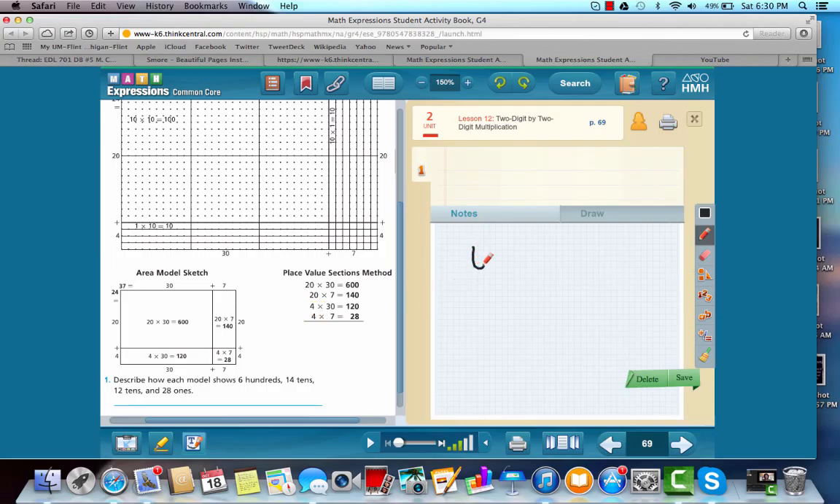And the same partial products of 600 plus 140 plus 120 plus 28. All of these partial products added up gives you the final product of 888. And that is the total of 24 times 37.